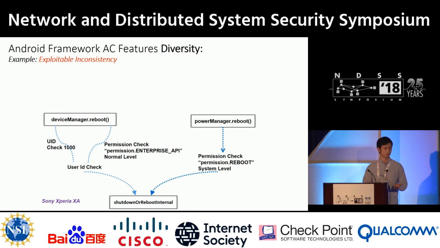And this API is followed by a check of the user ID to determine if the user is the owner of the device. So this inconsistency reveals a vulnerability in this device: a third-party app which cannot call PowerManager.reboot can successfully call DeviceManager.reboot and trigger a system shutdown with normal privilege.